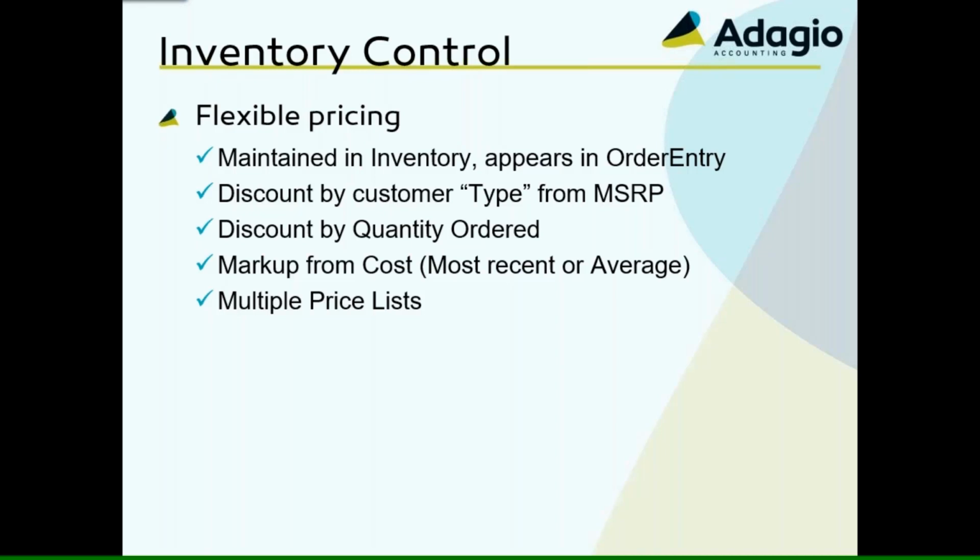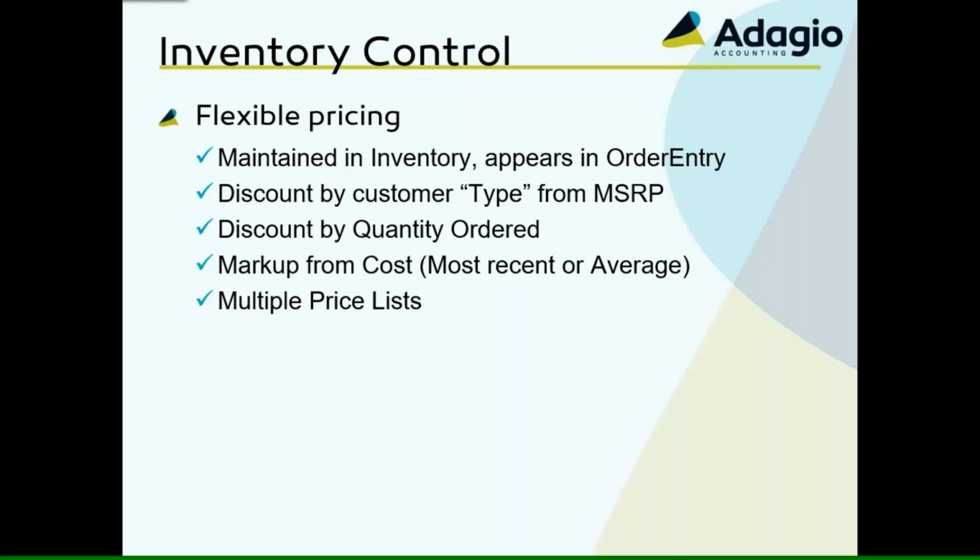You can also do a discount based on the quantity of an item that's ordered. If someone orders 10 of these, they get this price, but 100 of these, they get another price, and the system automatically retrieves the correct price, so that the person entering the sales order doesn't have to know about all the different rules. Pricing can also be done as a markup from cost, and you can choose to select a markup from either the most recent or the average cost of an item, which is a way of protecting your margin.